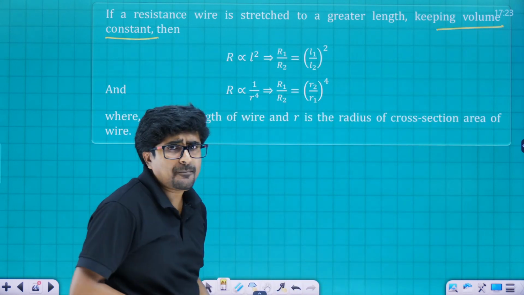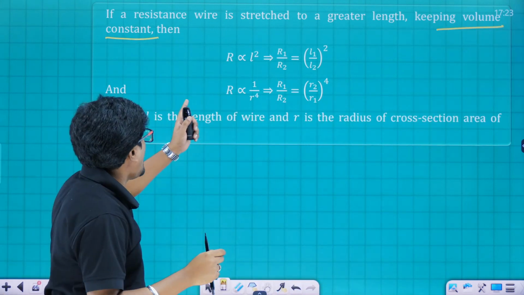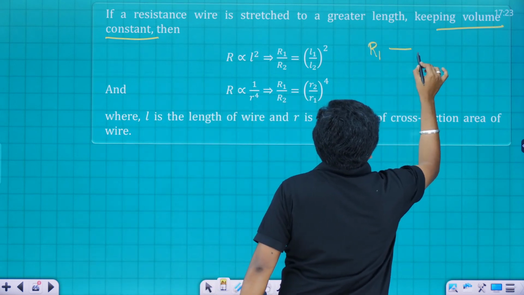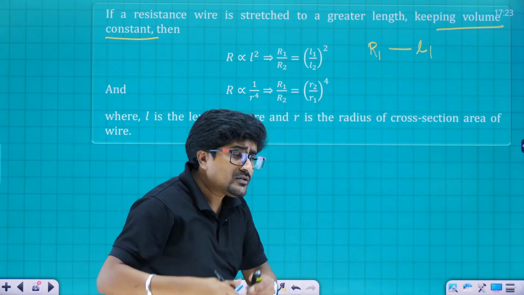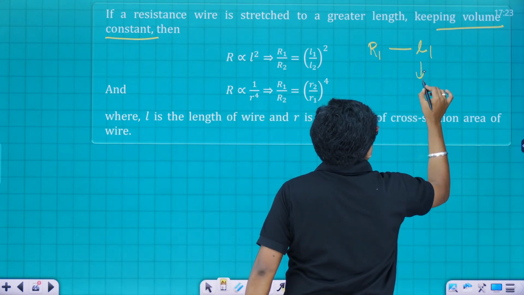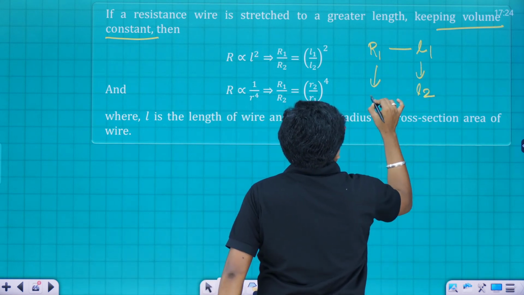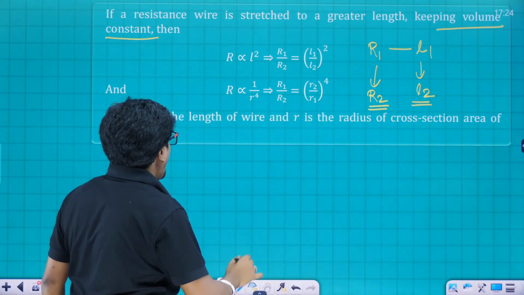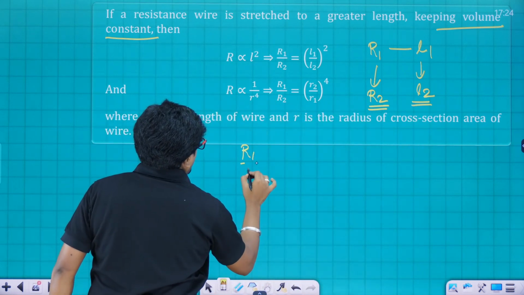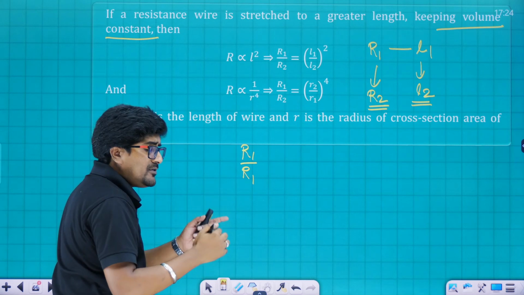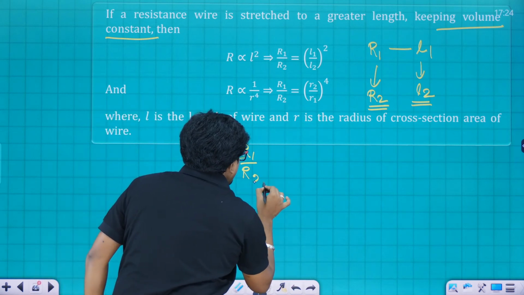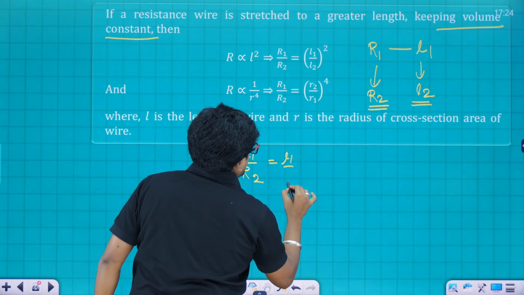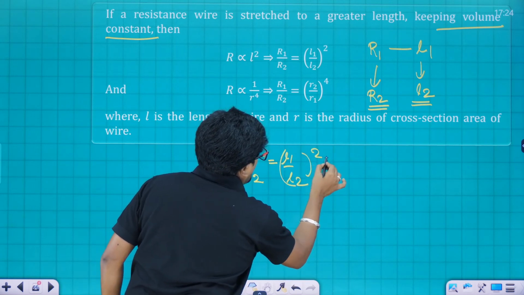So here I have a resistance of R1 and initially the length was L1. Now the length is changed to L2 and the new value of resistance is R2. The relationship between R1 and R2 is R1 divided by R2, I repeat, R1 divided by R2, that's going to be L1 by L2, all squared.